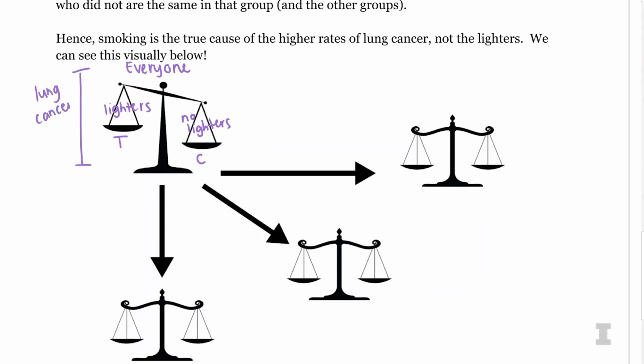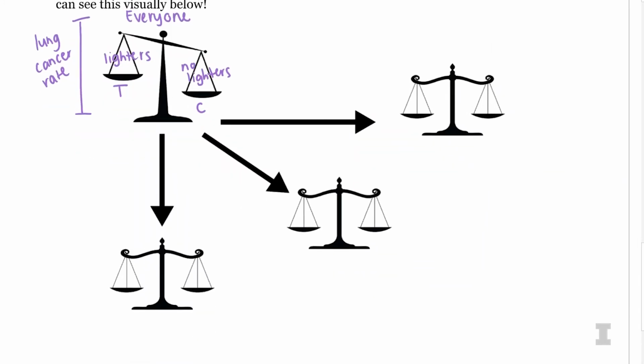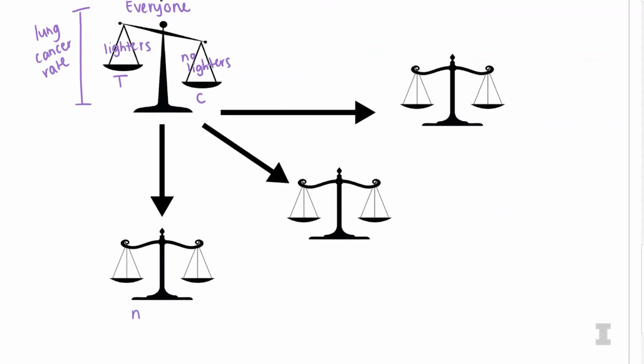Because this was an observational study, we don't want to say that the lighters caused the lung cancer. Instead, we thought smoking could be a confounder. So let's divide our subjects into subgroups based on smoking. We first looked at all of the non-smokers.